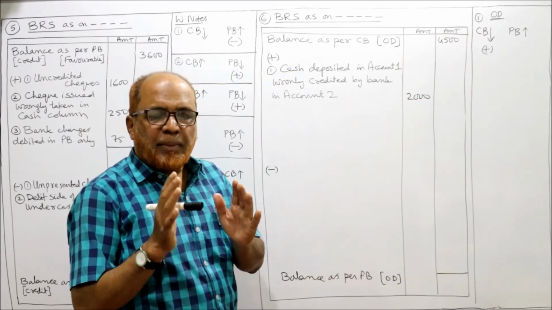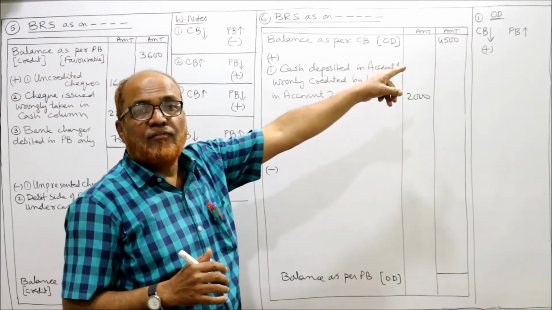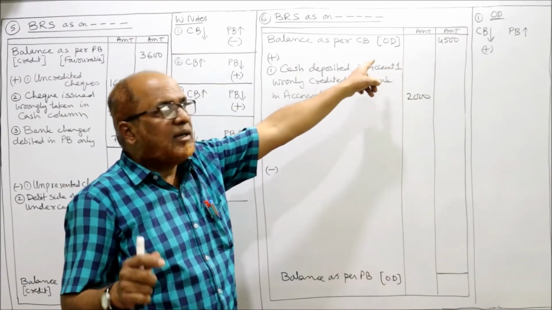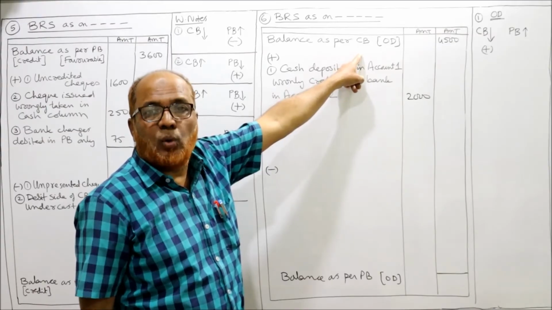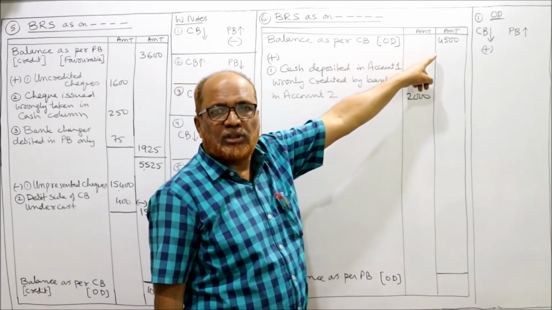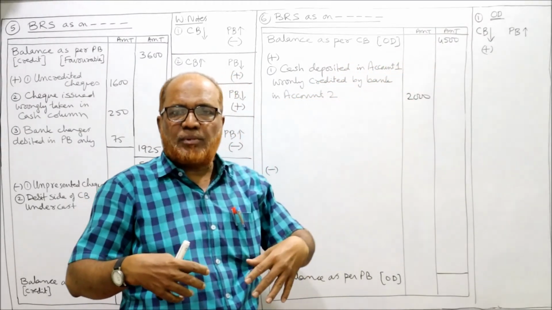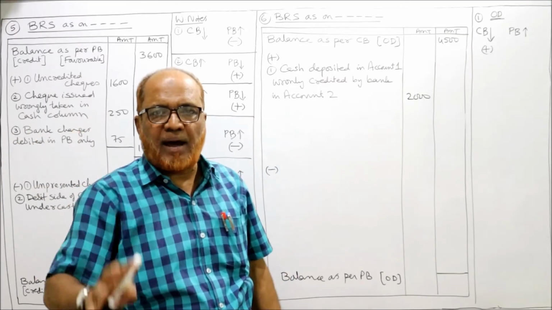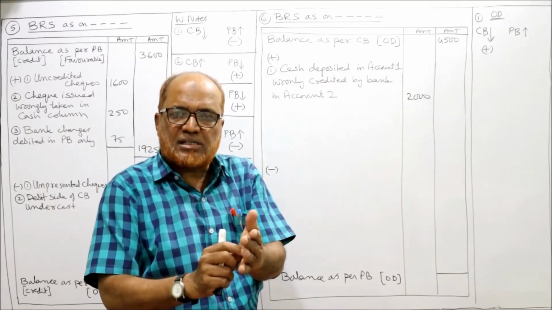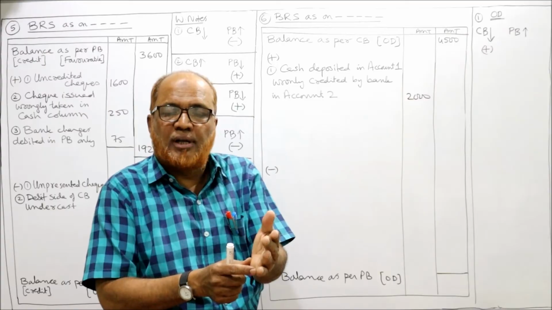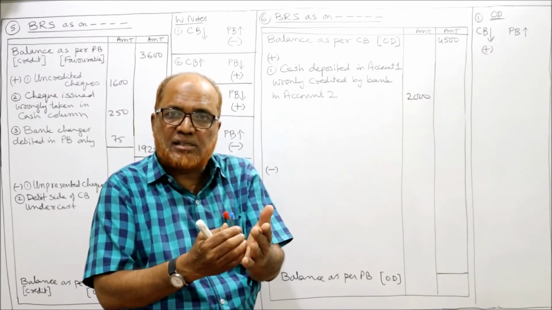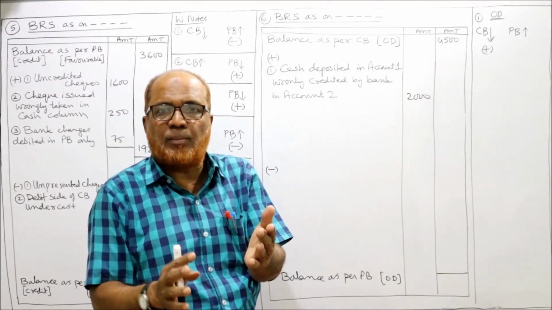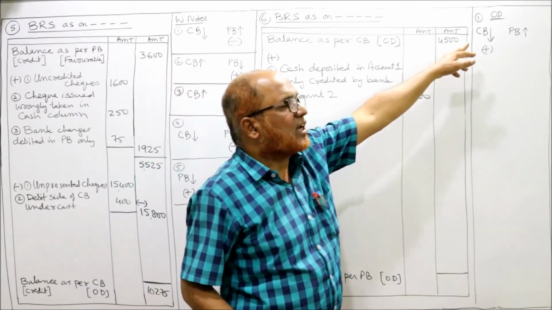The whole thing depends on the logic. We have to understand the problem. In the cash book, we have an overdraft, an OD balance. That OD balance is 4,500, given. Now the customer has deposited 2,000 rupees in the bank. So before depositing, the customer will record it in his cash book. So the cash book overdraft should decrease because he is depositing the money in the bank. So the overdraft in the cash book decreased.